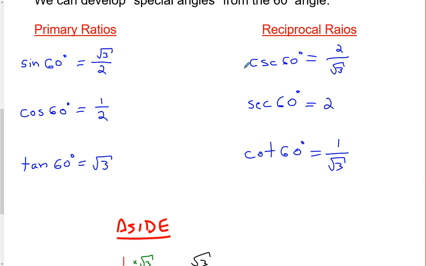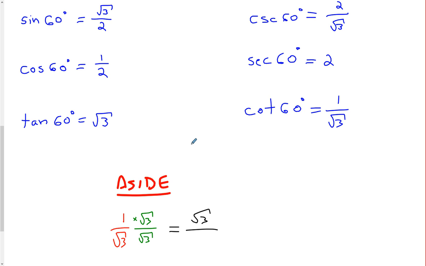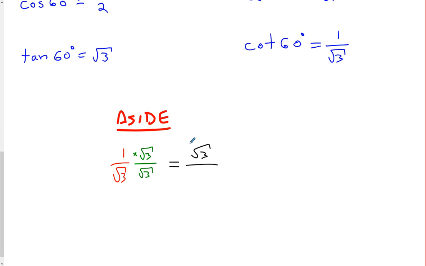Reciprocal ratios. I forgot my T in there, but yes. Reciprocal ratios is what we're calling these. Yeah. The cosecant, secant, and cotangent are reciprocal ratios.